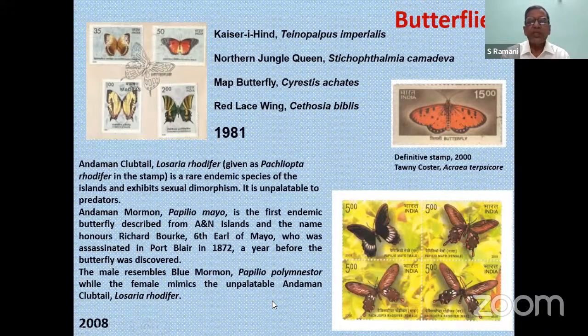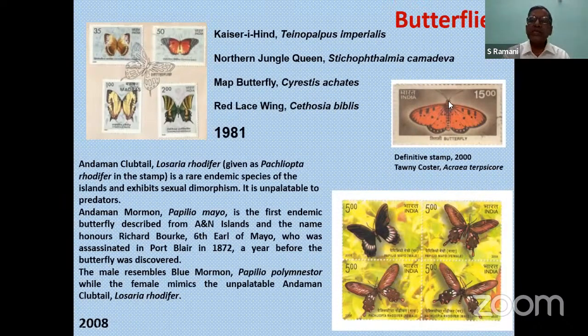So these are the 2, and actually 4 plus 4, 8 stamps with scientific names on them. Other than that, no scientific name has been produced on any of the Indian stamps. Only stylized ones, or butterflies or other insects featured on the margins. This is a definitive stamp that was produced in 2000, and this can be recognized as a Tawny Coster, Acraea terpsichore.